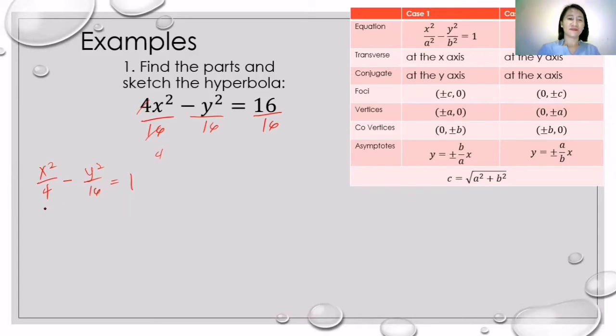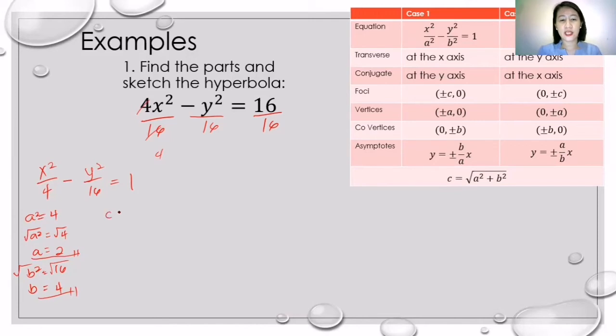Okay? So, writing it down, A squared is equal to 4. Get the square root again to simplify it. So A is equal to 2. Then B squared is equal to 16. We get the square root again. So B is equal to 4. So we have A and B already.